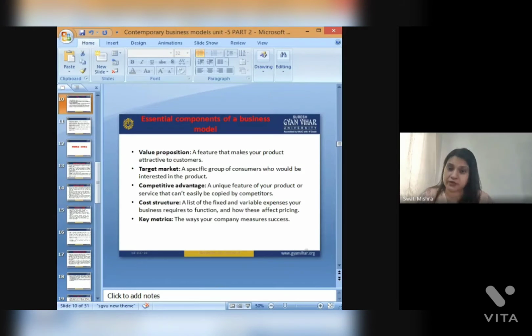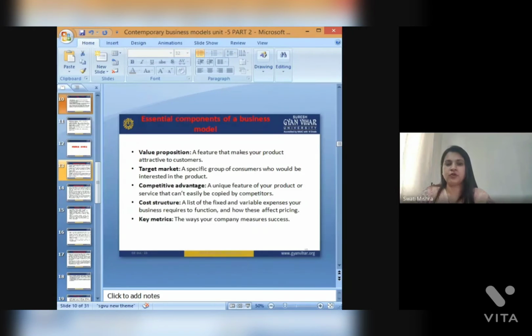Thirdly, your competitive advantage, which means the uniqueness of your brand or the unique features of your product or service that cannot be easily copied by any other brand, right? Then, of course, the cost structure, which means a list of the fixed as well as the variable expenses which your business requires to function, and how these are affecting the prices.